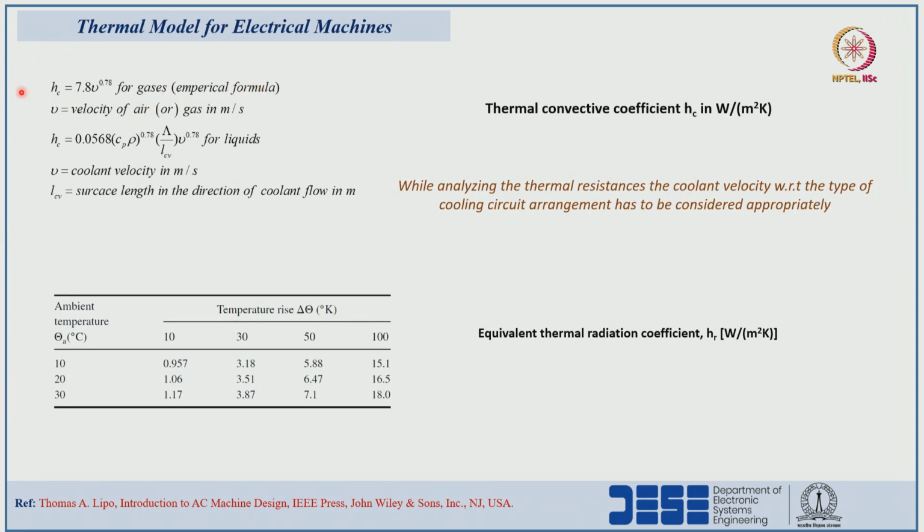This is an empirical formula. And Hc is equal to 0.568 times specific heat capacity times density to the power 0.78 times thermal conductivity divided by length, the surface length in the direction of coolant flow, times velocity to the power 0.78. This gives the thermal convective coefficient for liquid type of cooling. These two are the empirical relations to find the convective coefficient.